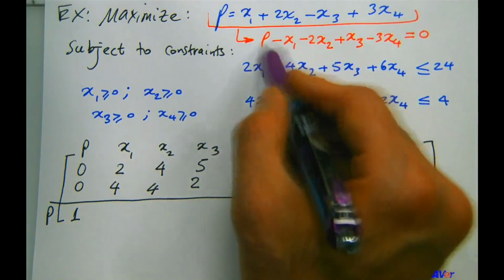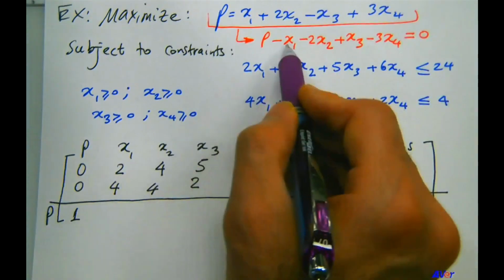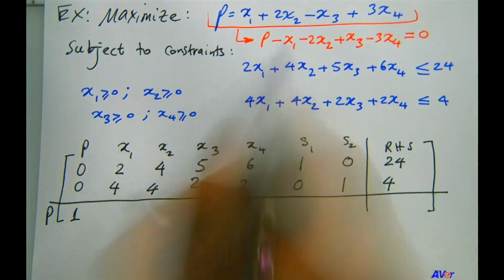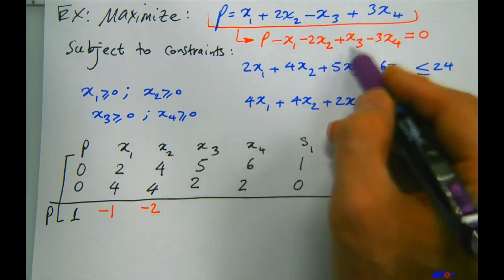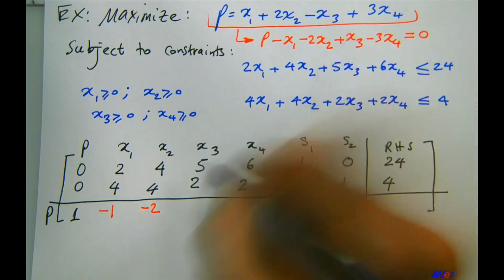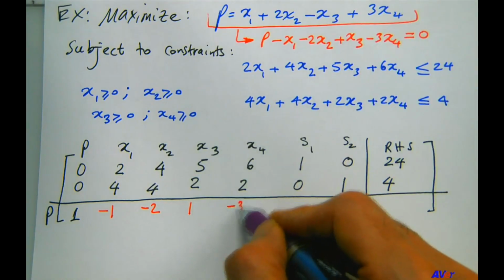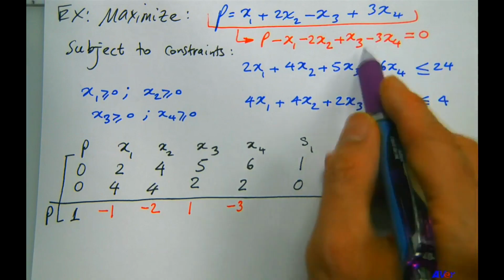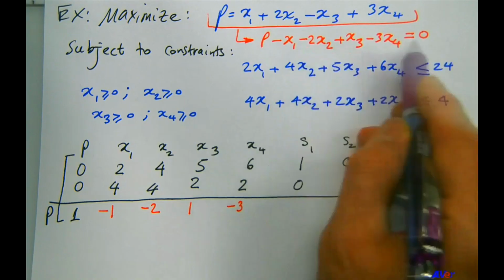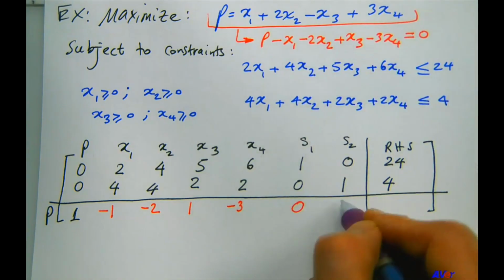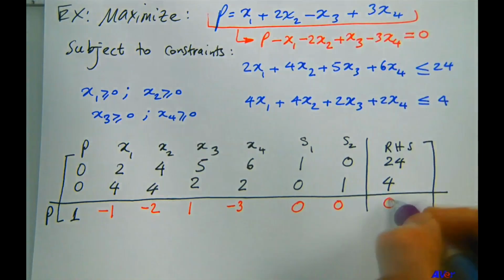So P has coefficient 1, right there, 1. For x1, negative 1. For x2, negative 2. For x3, it's positive 1, right? For x4, it's negative 3. And there is no S1 or S2 because there's no need for them, right? This is already an equation. So 0, 0, and then that's 0. That 0 ends up in the right-hand side column.